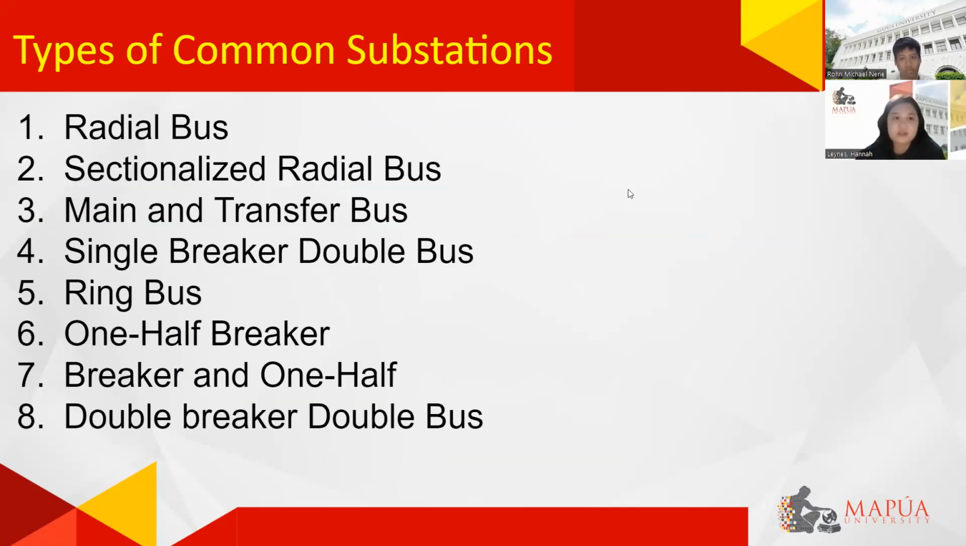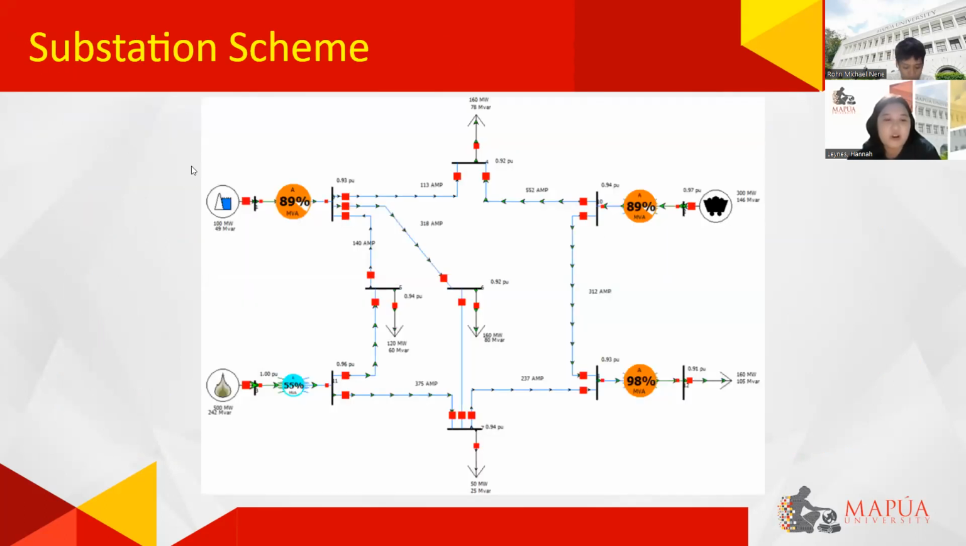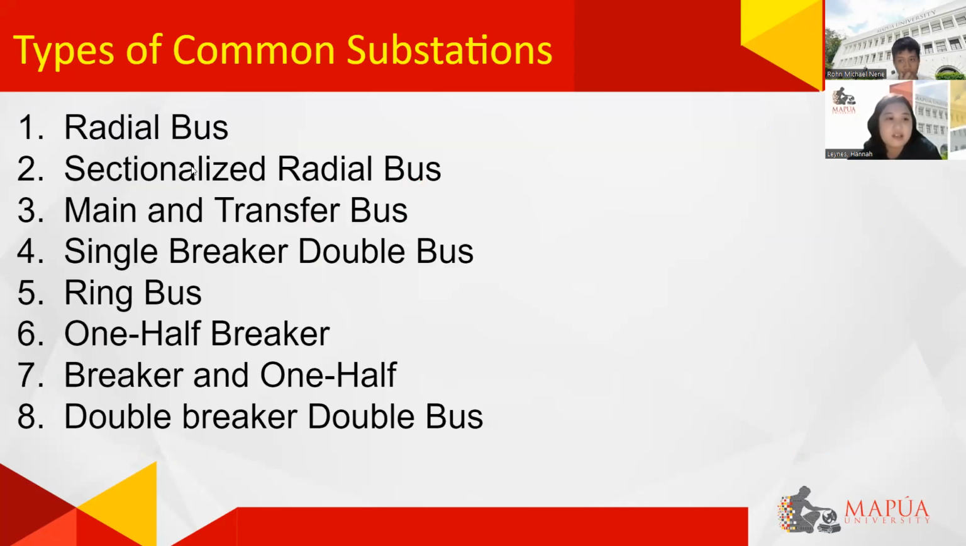Next. So we have here types of common substations. So we have radial bus, sectionalized radial bus, main and transfer bus, single breaker double bus, ring bus, 1/2 breaker, breaker and 1/2, then double breaker double bus.